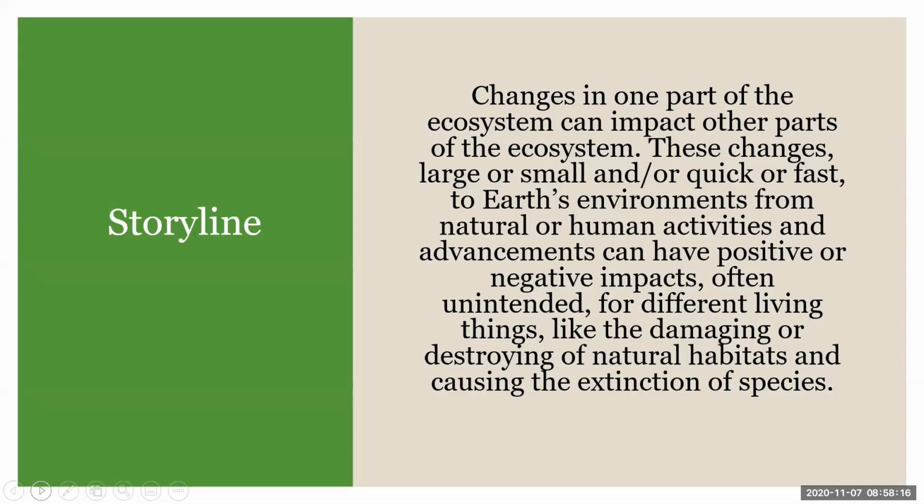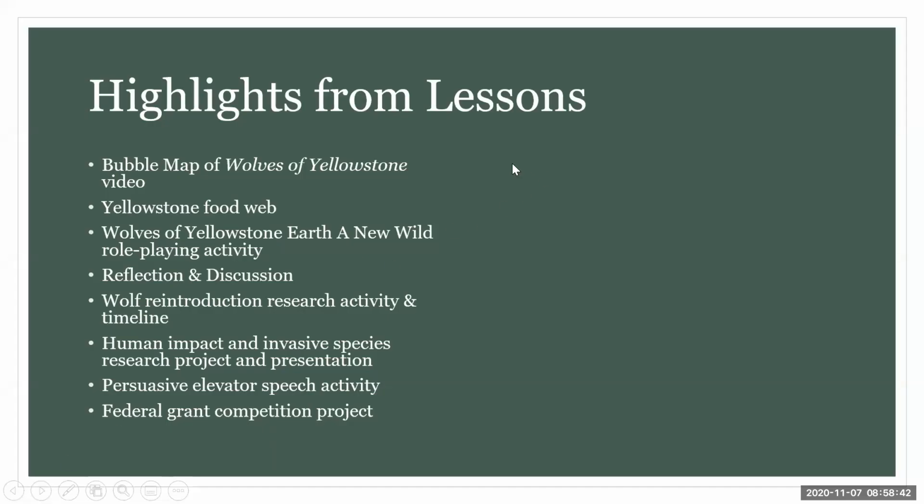So our storyline here is changes in one part of the ecosystem can impact other parts of the ecosystem. These changes, large or small, quick or slow, to the Earth's environments from natural or human activities and advancements can have positive or negative impacts, often unintended, for different living things, like damaging or destroying of natural habitats and causing extinction of species. So the highlights from the lessons, we're starting with the wolves of Yellowstone.